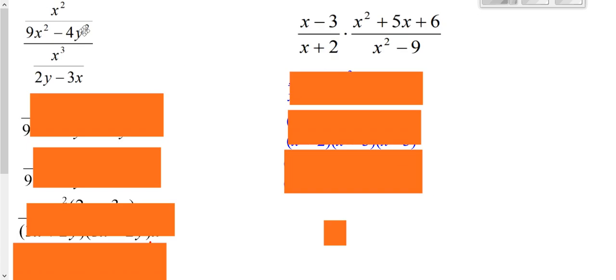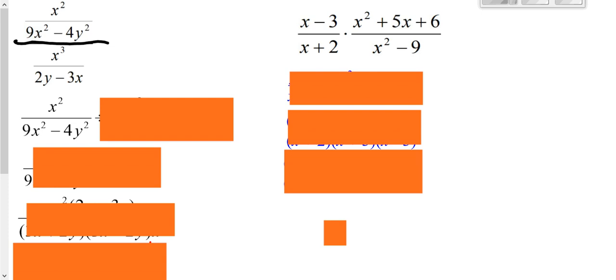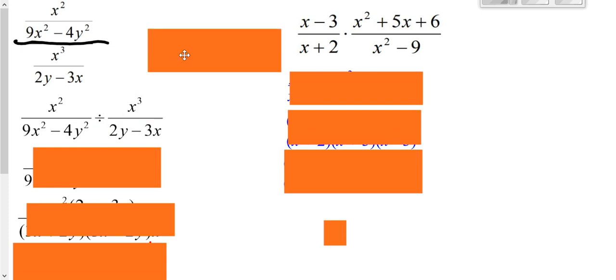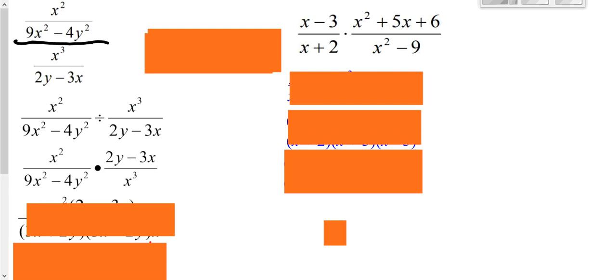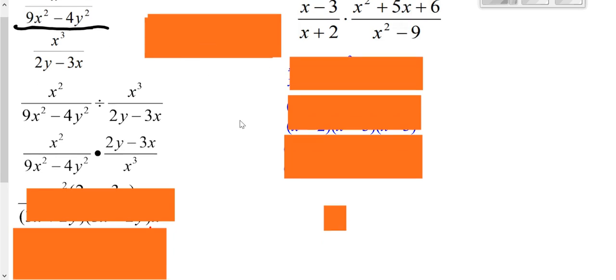Here, this big fraction bar, because we have fractions within fractions, this big fraction bar really means division. So we have that top fraction divided by that bottom fraction. But once again, instead of dividing by a fraction, you multiply by the reciprocal. So you flip the second fraction upside down. And then you want to go ahead and start factoring. So that doesn't factor, but this is differences of squares, so you factor that.